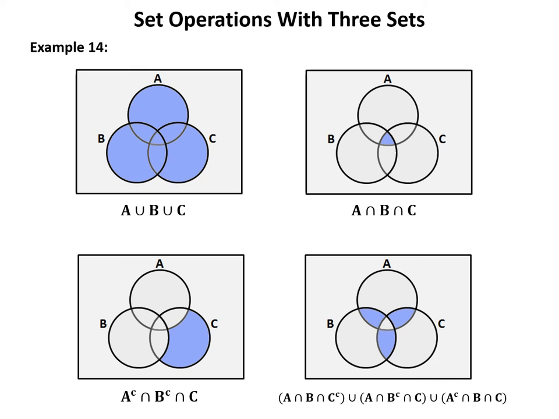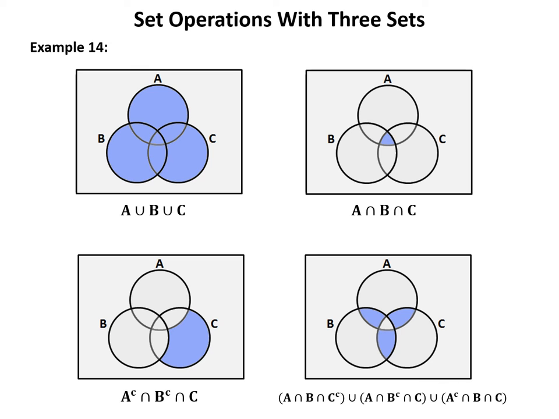Next, in the top right, we have A intersect B intersect C. Generally speaking, intersection is much more restrictive than union because we're looking for the area that satisfies all three conditions. So the shaded area in blue is just the small area in the center, which is the only part of the diagram that is simultaneously in A and in B and in C.